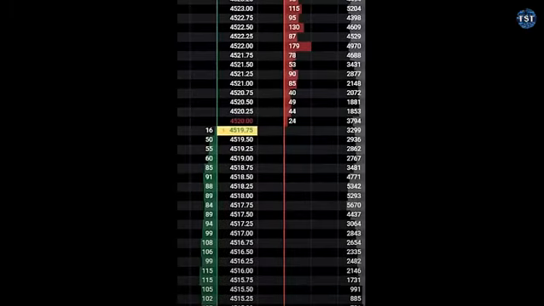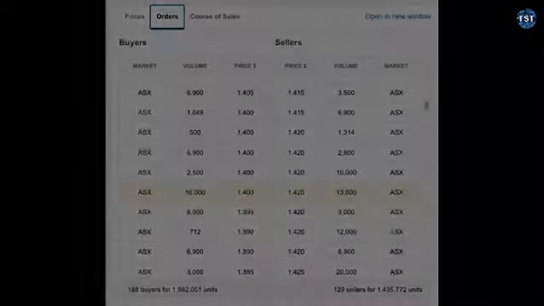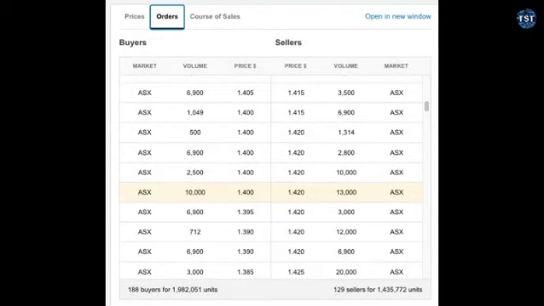Pre-exchange buy and sell data is important to traders, particularly intraday traders and scalpers, because the two stacks of potential buyers and sellers provide some insight into which way sales might move. For example, if there are a lot of buyers and few sellers, the likely pressure will be for the price to go up, as you can see from the first example of my buy order, where there were 188 buyers for 1.98 million units and 129 sellers for 1.43 million units.